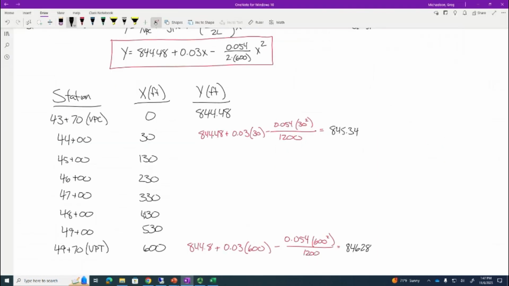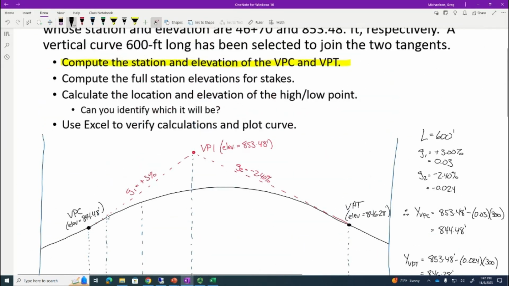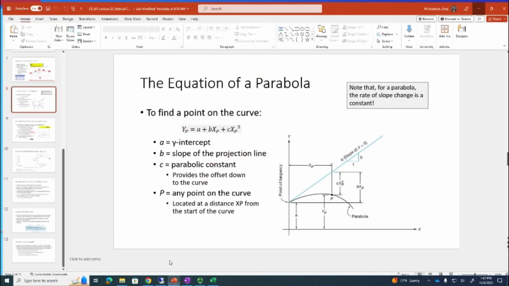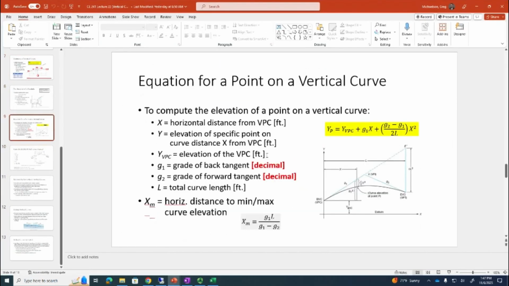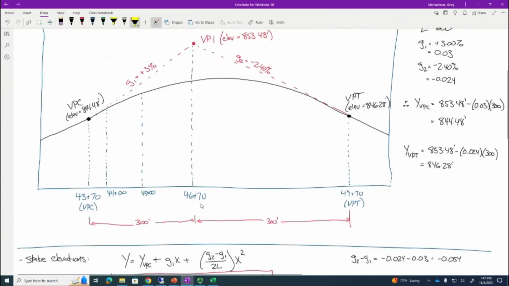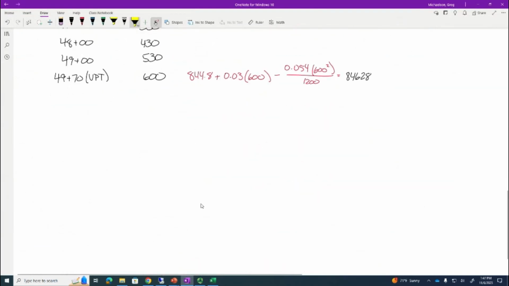Okay, I do want to calculate one real quick thing because there's one thing we forgot to do. If you remember, let's go through the problem here. What have we done? We did the full station. We used Excel, but we haven't calculated the elevation of the high point or the low point, okay? We can do that pretty easily because if you remember, we're given a nice x value that we can just plug in. So this part's pretty easy. G1L over G1 minus G2. So let's do that.